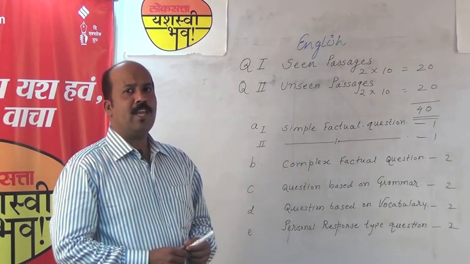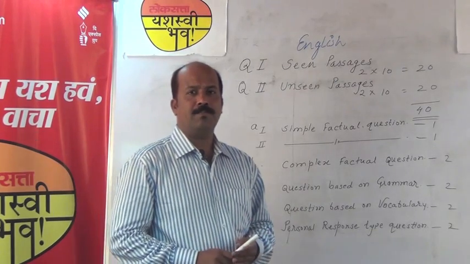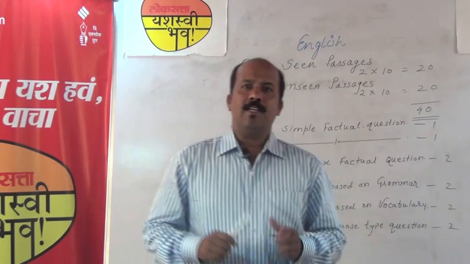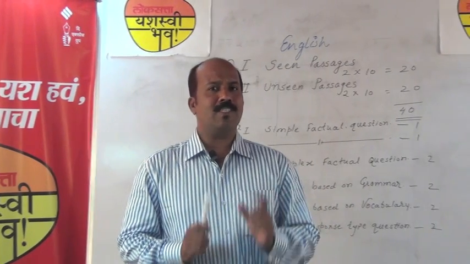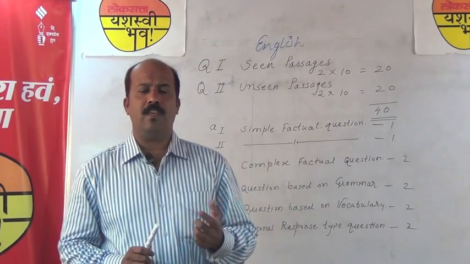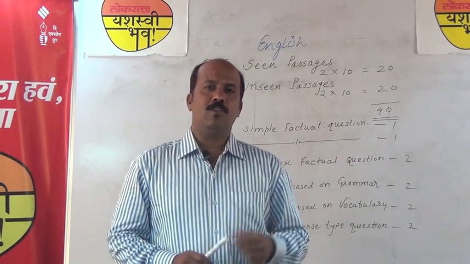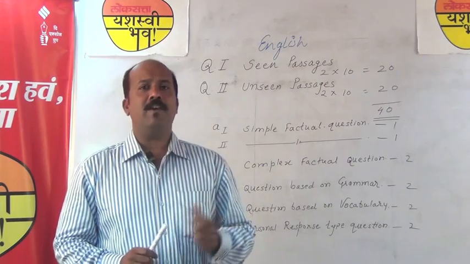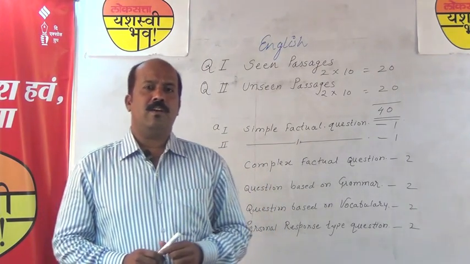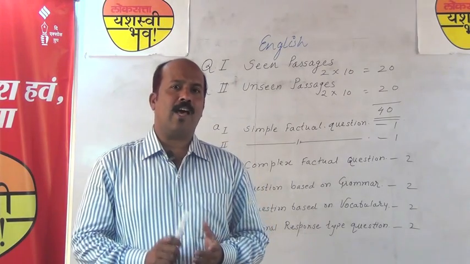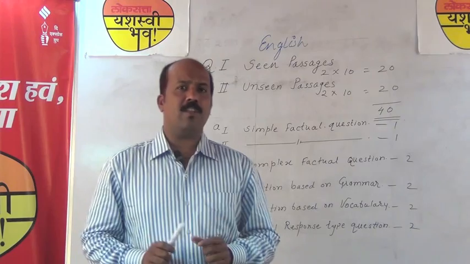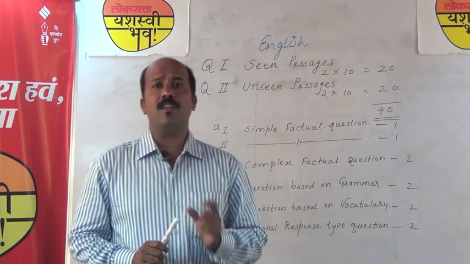Now we are shifting our attention to question number C. Basically, C is based on grammar. We know that the grammar given in question number C in the seen and unseen passages and the grammar given in question number 3 are totally different. So what type of grammar is given in question number C? The grammar that you learn right from the A standard is asked in question number C. There is no specification about the grammar in question number C.